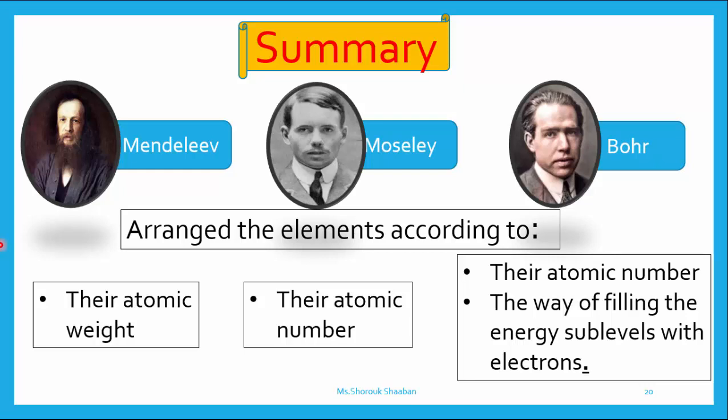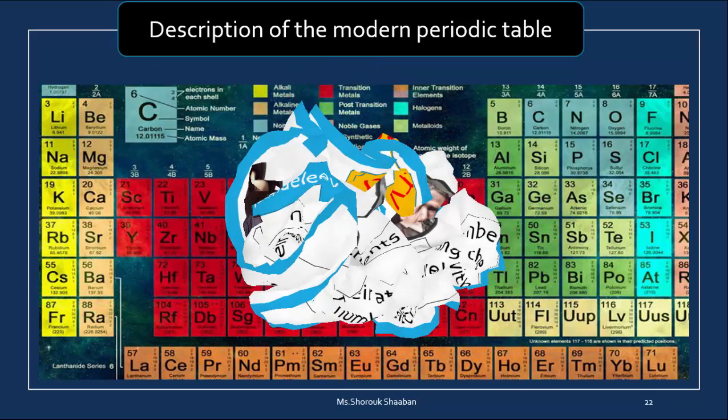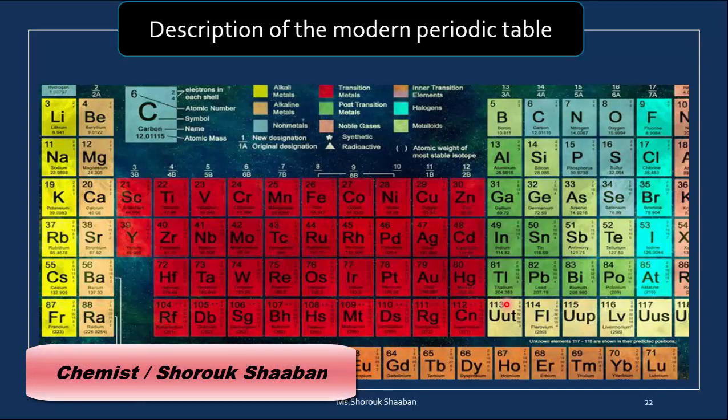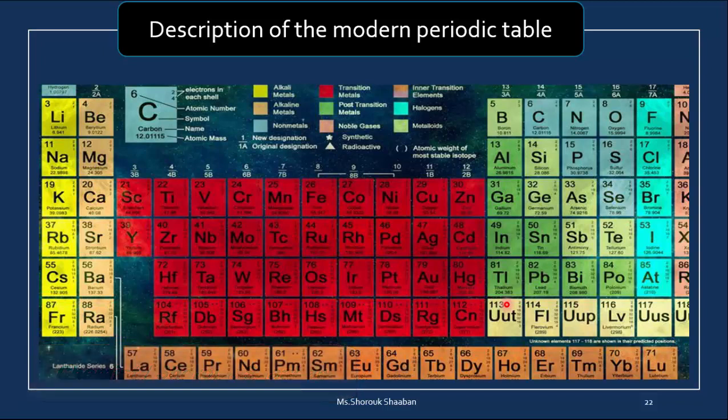After we finished these element classification attempts, let's talk specifically about the modern periodic table. Look here. This is the modern periodic table, the last table made by the scientists. Now we want to describe this table. What's happening here? I can't understand anything from it. There are many colors, many elements. What's happening here?